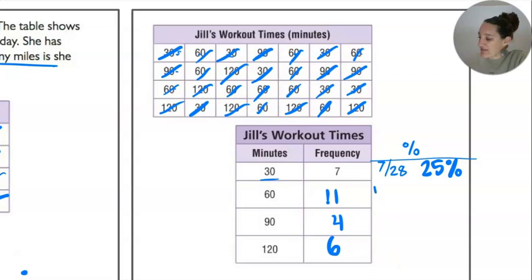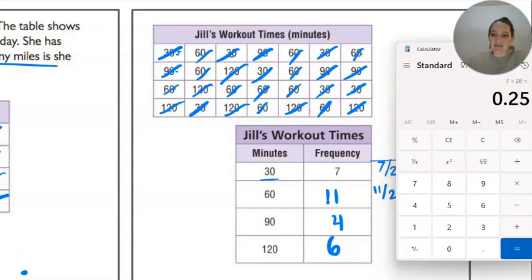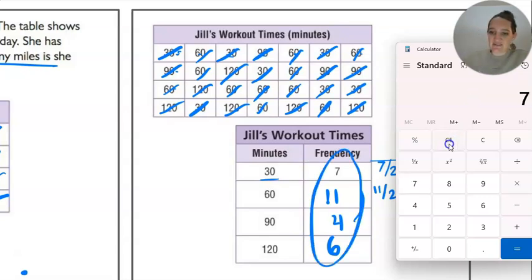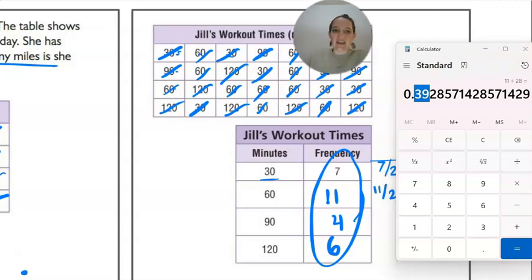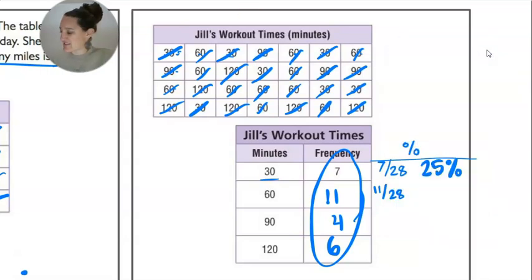Now if we go 11 out of 28, remember there were 28 total days that she worked out, and I could get that by adding up these. I better check and see if that really is 28. 7 plus 11 plus 4 plus 6. Yeah, 28 days. Okay, so 11 divided by 28 is a very long number. I'm going to round that to 39% of the time. She worked out for 60 minutes.